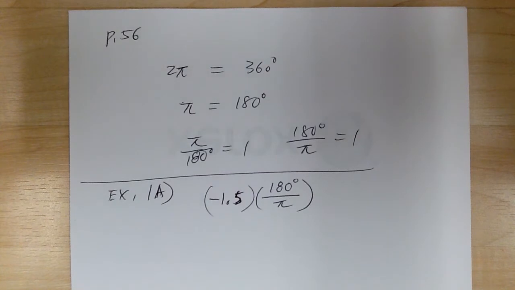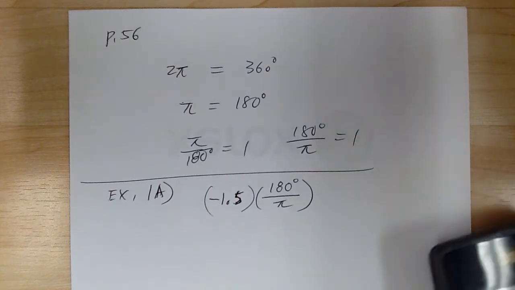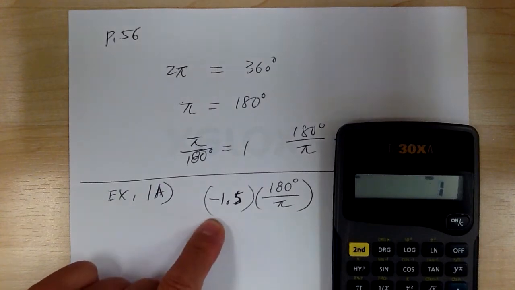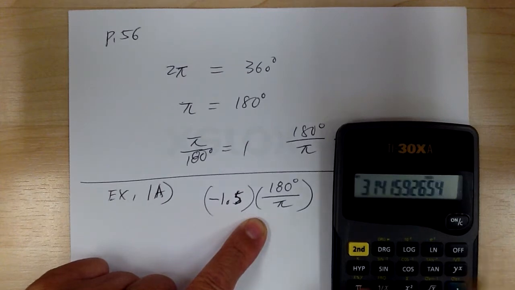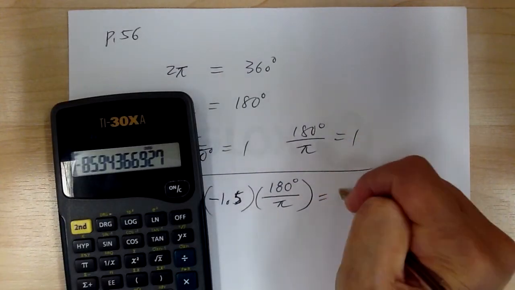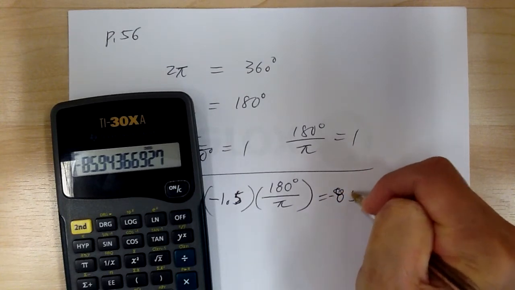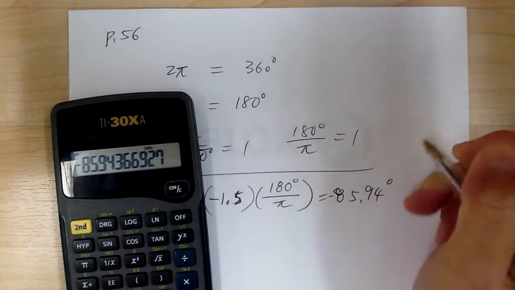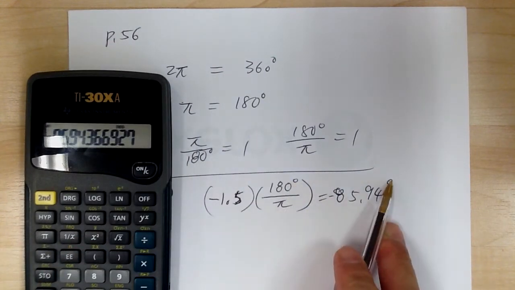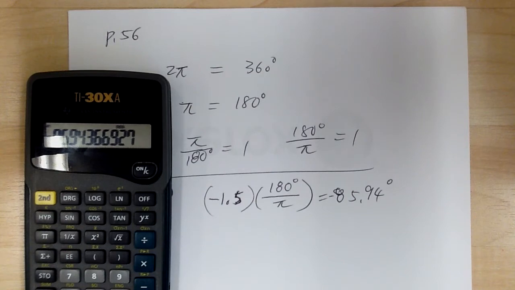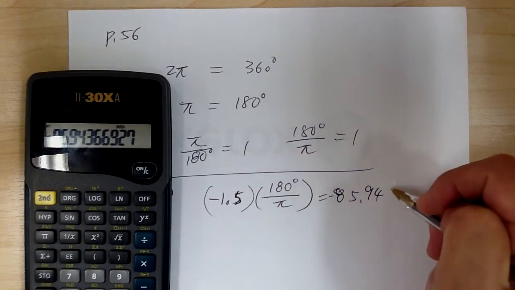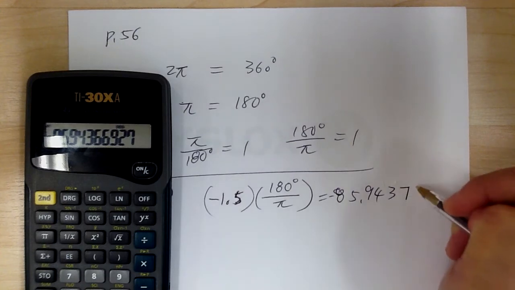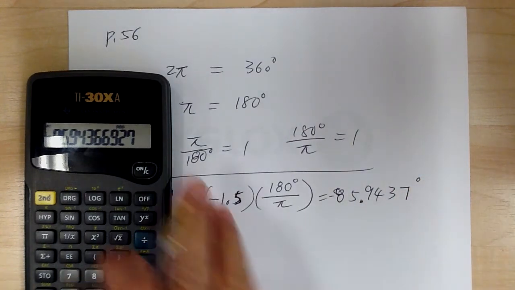So get your calculator. You go negative 1.5 times 180 divided by pi, push equal. You're going to get negative 85.94 degrees, because there's a degree label here. Now, what you have to pay attention to is that it says to 4 decimal places. So the answer is negative 85.9437, rounding up. And that's it. Very simple.